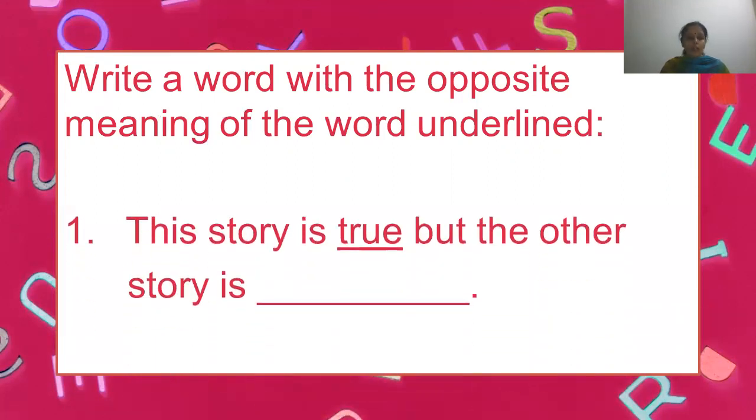This story is true, but the other story is dash. So, true has been underlined here, right? When we are using but, we are talking about two different things. We are contradicting the statement. So, we have to write the opposite of true here.